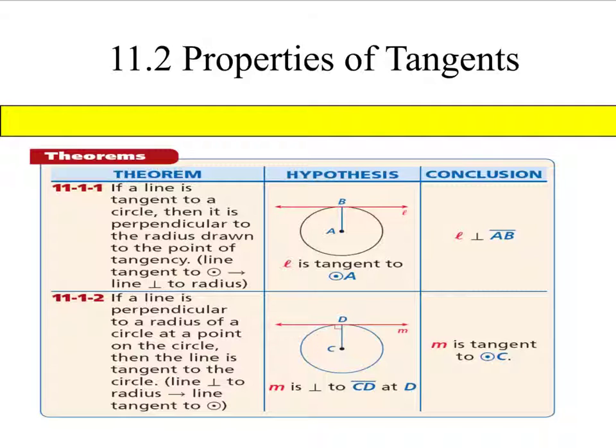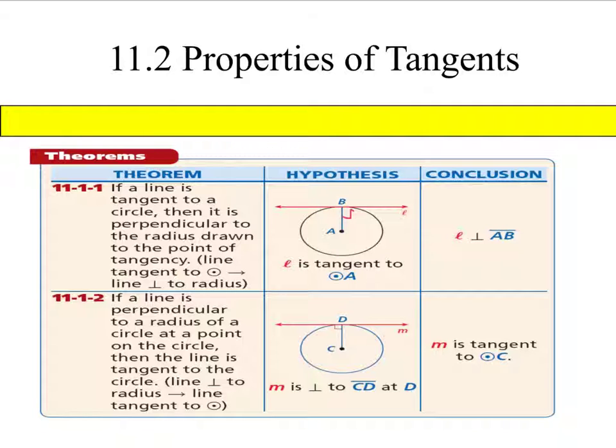All right, so the first one says, if a line is a tangent to a circle, then it is perpendicular to the radius. So if I look at this very top one, AB is my radius because L is tangent to A. This means that this has to be a 90-degree angle because it's perpendicular.